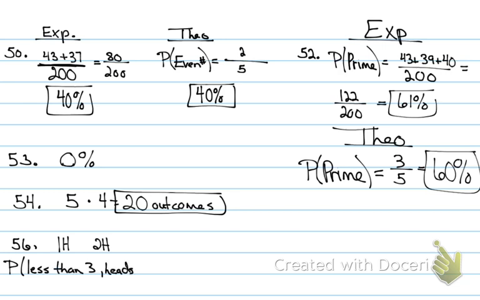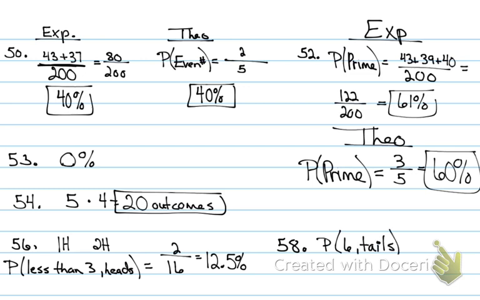But wait a second. 2 out of what? 16. How many spaces are on the spinner? 8 spaces on the spinner. How many sides are there on a coin? 2. 8 times 2 is 16. So it's about 12.5%.